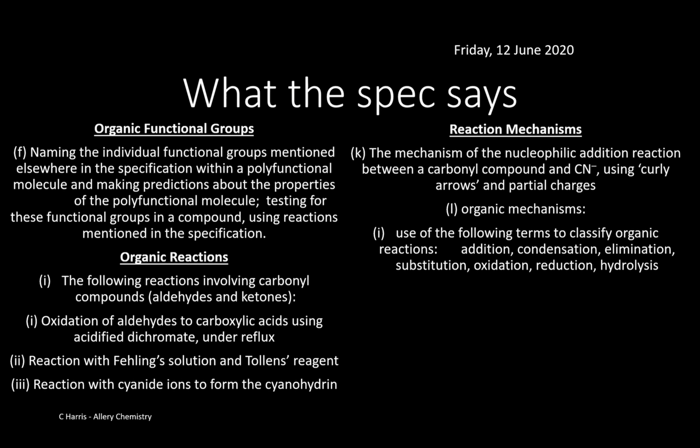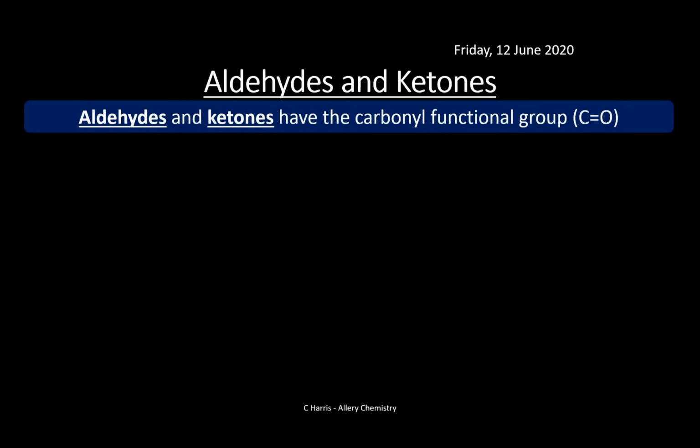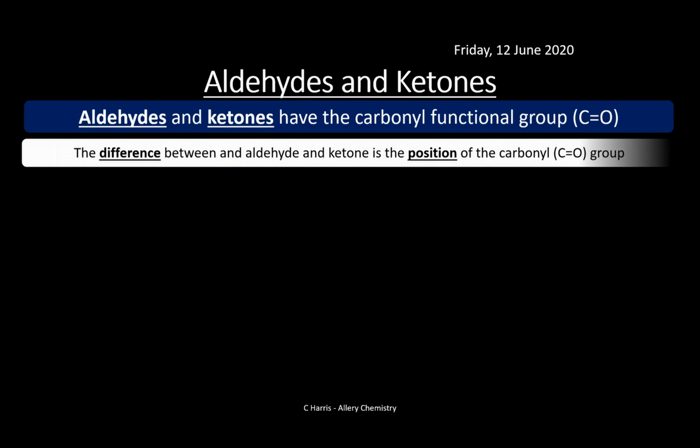So there's quite a bit in this video, as you can see. We're going to start by looking at aldehydes and ketones first. Aldehydes and ketones have the carbonyl functional group, that's the C double bond O group. That's what they all have. The difference between an aldehyde and a ketone is quite simply the position of that carbonyl group.